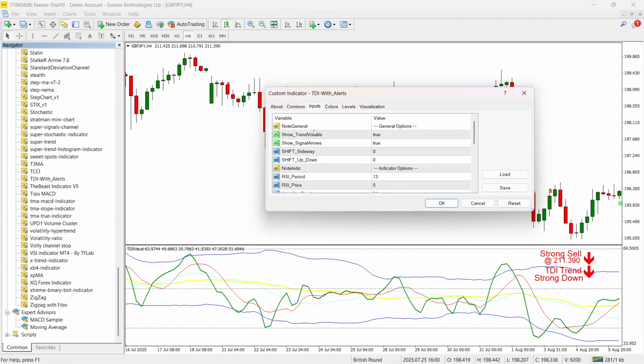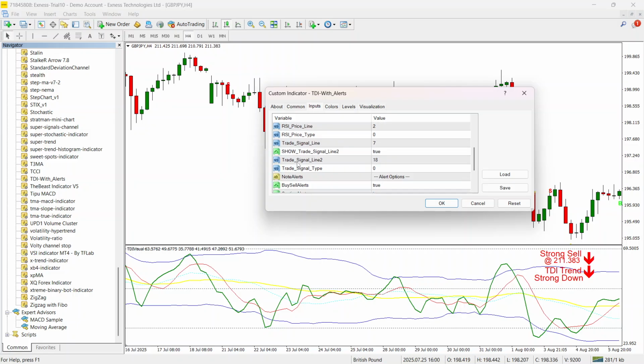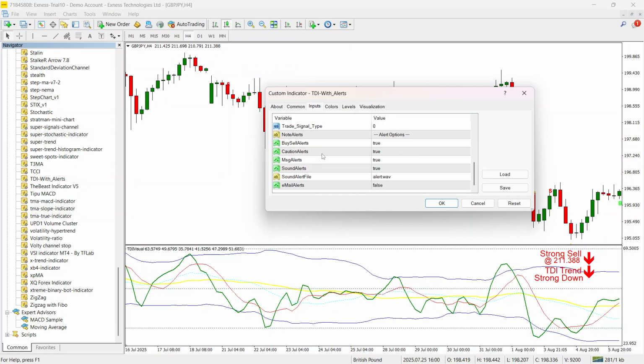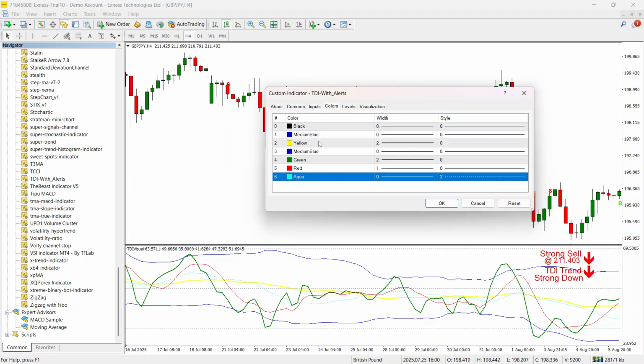Its settings include the RSI period, RSI price, and other RSI variables. We also have the trade signal line too, and the alerts, as this is an alert indicator. We also have its color for each of the signal lines over here, which you can adjust to suit your trading style.